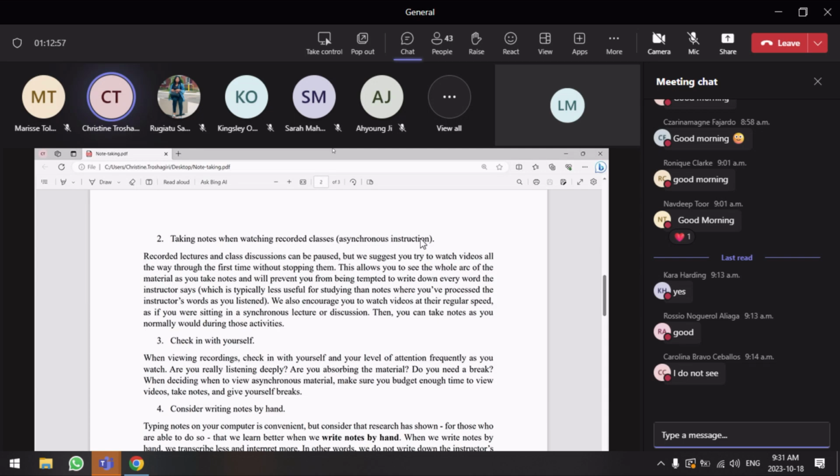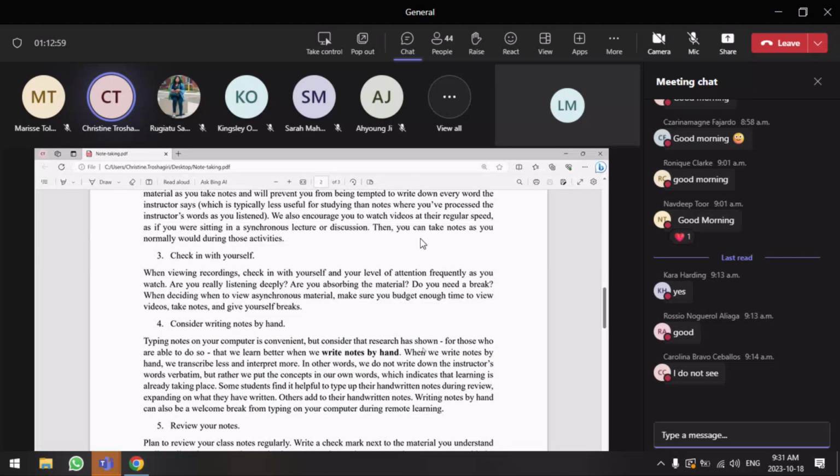Now let's go into the third part. Check in with yourself. When viewing recordings, check in with yourself and your level of attention frequently as you watch. Are you listening? Are you really listening deeply? Are you absorbing the material? Do you need a break? When deciding when to view asynchronous material, make sure you budget enough time to view videos, take notes, and give yourself breaks.